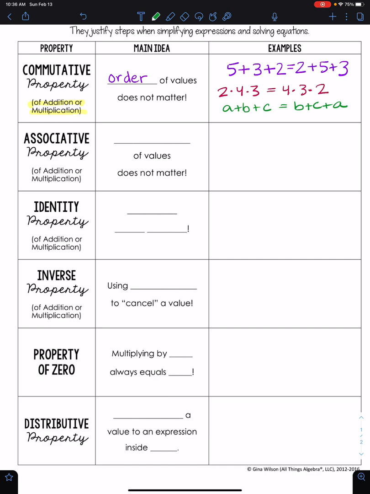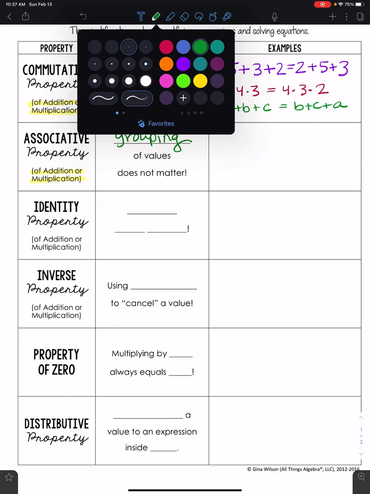For the associative property, we're going to think about what the word associate means. You associate with your friends. It's like a group of people. So you're going to see parentheses when talking about the associative property. That doesn't automatically mean that if it has parentheses, it's associative property, but if the groups change, or what's inside the parentheses changes, then it's the associative property. Again, this works for addition and multiplication.